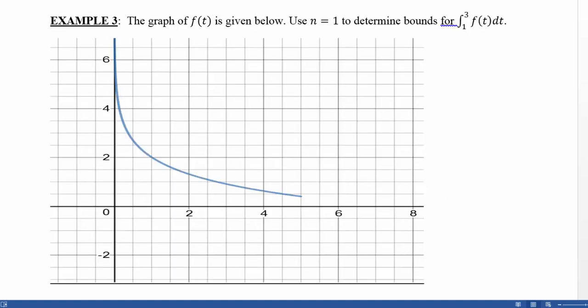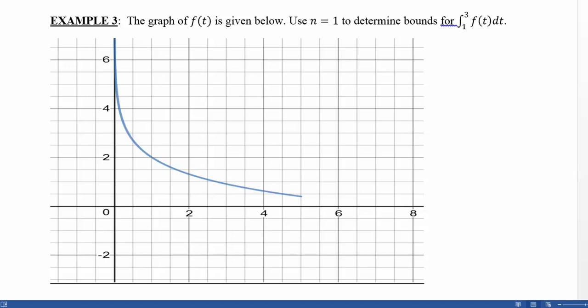Example 3. The graph of f of t is given below. Use n equals 1 to determine bounds for the integral from 1 to 3 of f of t dt. So what does this all mean? N equals 1 means that we're using one rectangle to approximate the area. And if we're determining bounds, that means we're looking for the over and under estimate because that's what's going to give us the bounds for where the exact area under the curve lives.